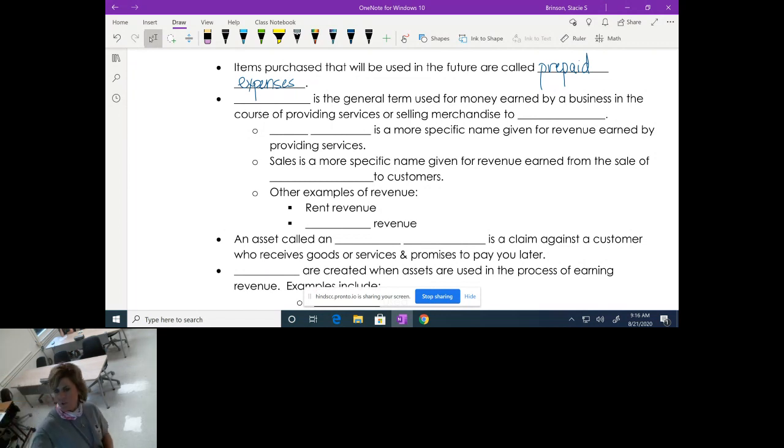Revenue is a general, descriptive category. It's the general term for money earned by a business in the course of providing services or selling merchandise to customers. Think about revenue as money the company makes doing what they do. Whatever they're in business to do, that's the money they earn. All right, so more specific names for revenue: we've got fees earned. Y'all will be using that quite a bit.